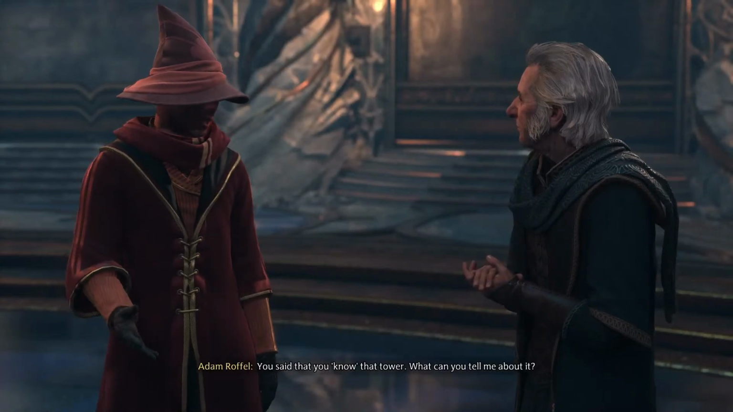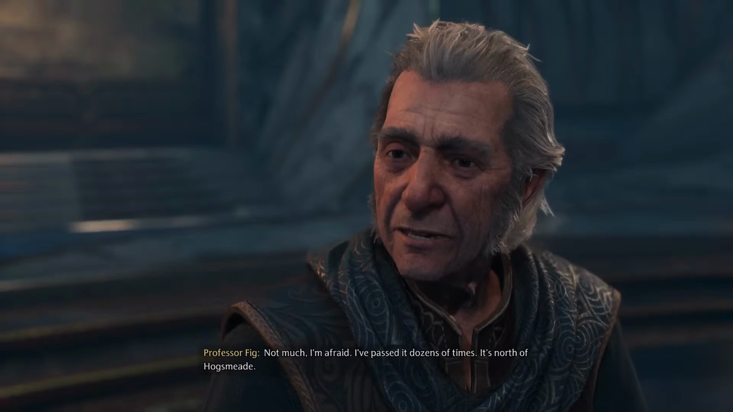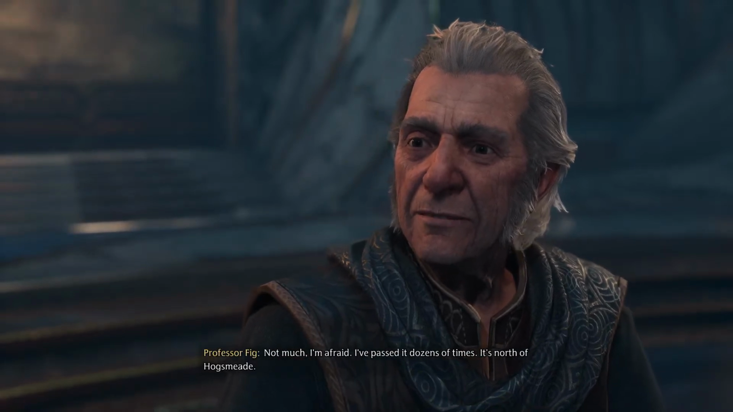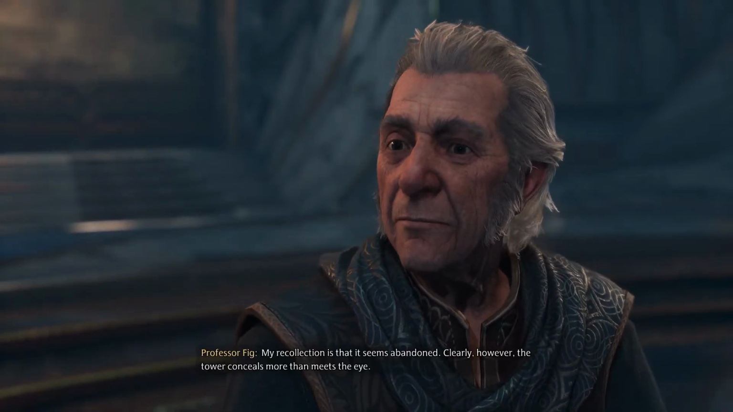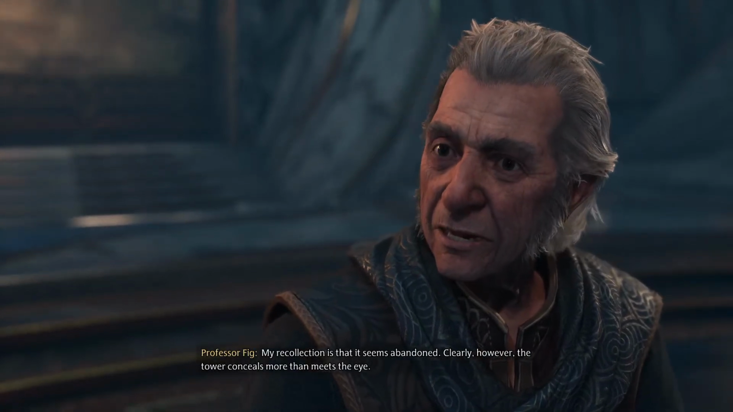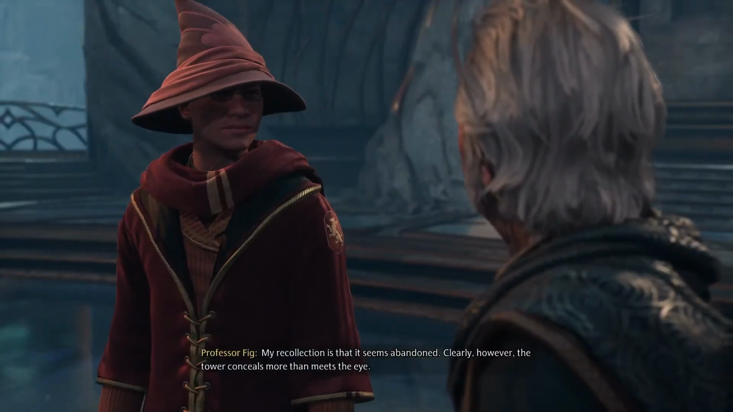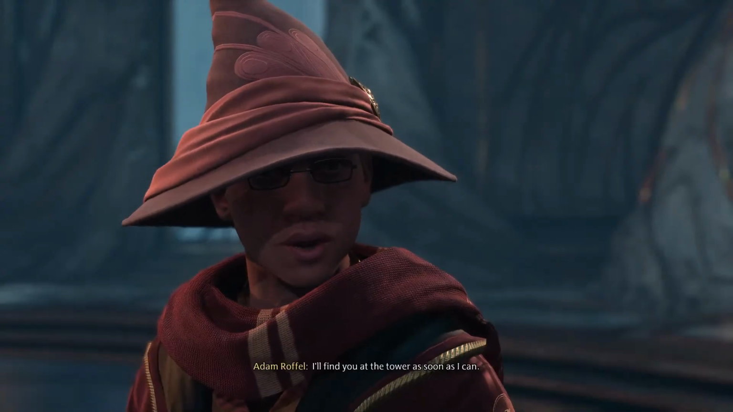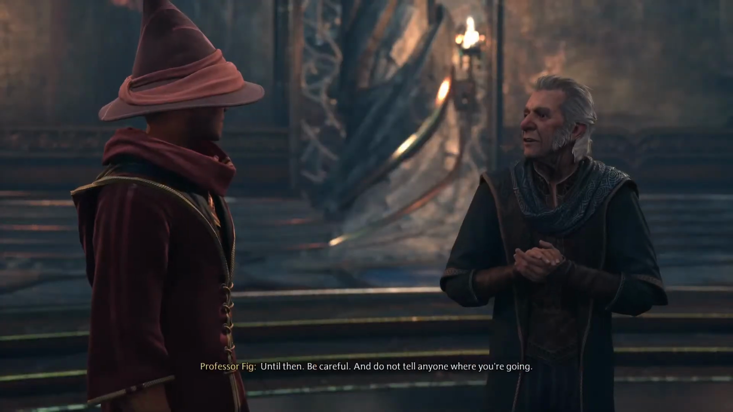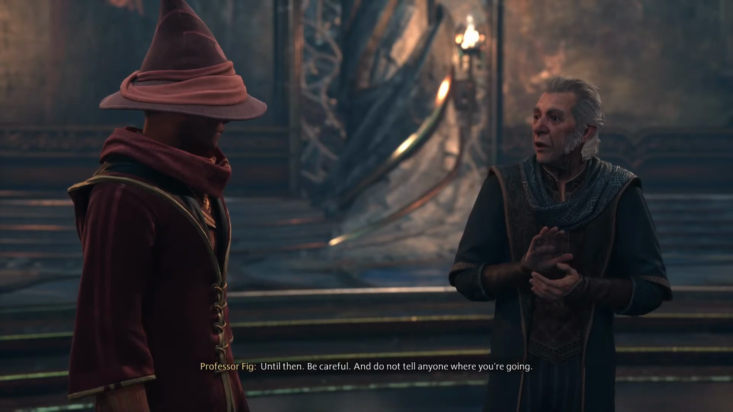You said that you know that tower. What can you tell me about it? Not much, I'm afraid. I've passed it dozens of times. It's north of Hogsmeade. My recollection is that it seems abandoned. Clearly, however, the tower conceals more than meets the eye. I'll find you at the tower as soon as I can. Until then, be careful, and do not tell anyone where you're going.